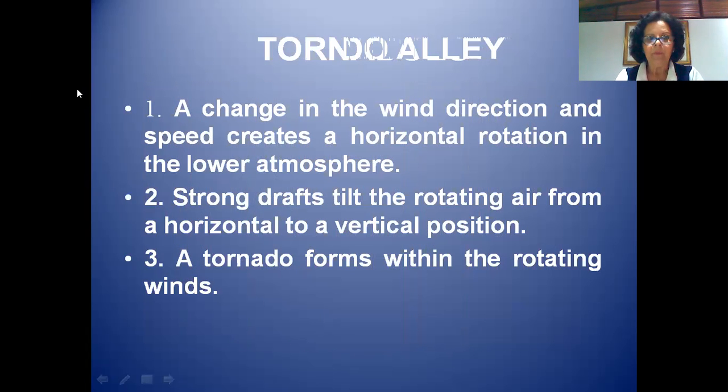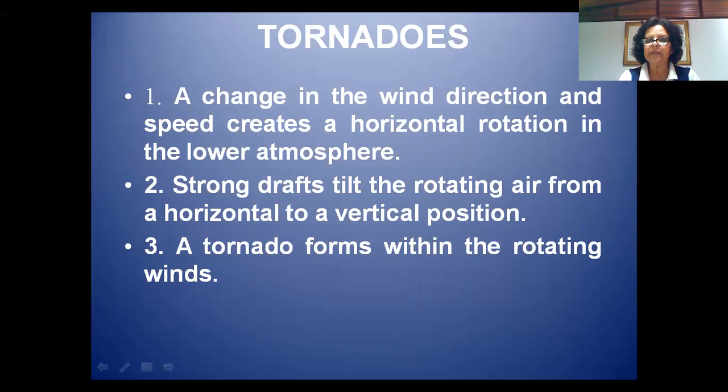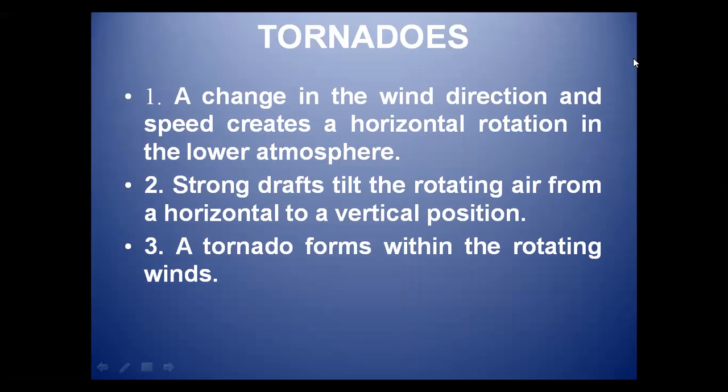Then what we have here will be tornadoes: a change in the wind direction that speeds up and creates a horizontal rotation in the lower atmosphere. Strong drafts tilt the rotating air from the horizontal to a vertical position, and a tornado forms within the rotating wind. This is what I was saying, that the change in wind direction will create a horizontal rotation in the lower atmosphere. Then the strong drafts tilt the rotating air to a vertical position, and that's when the tornado is already formed.